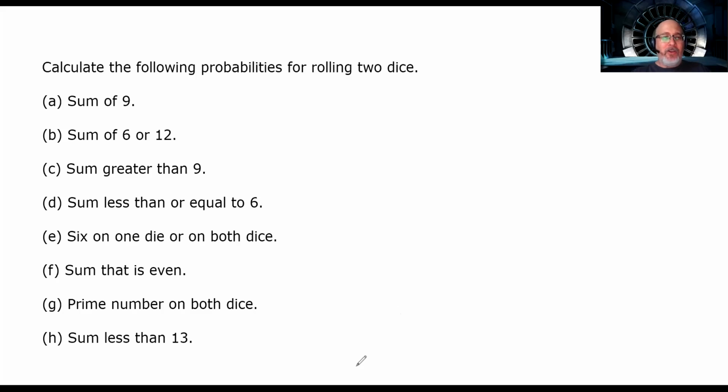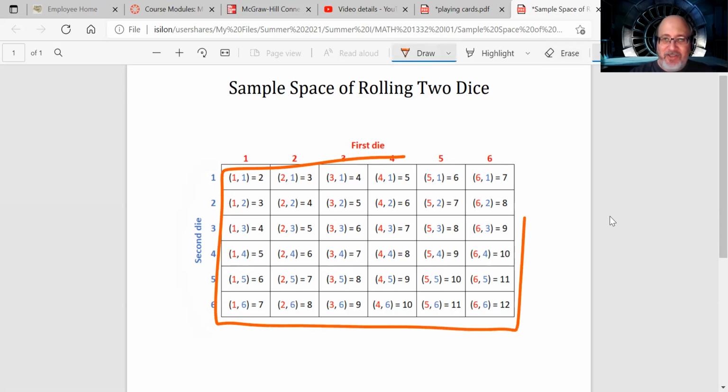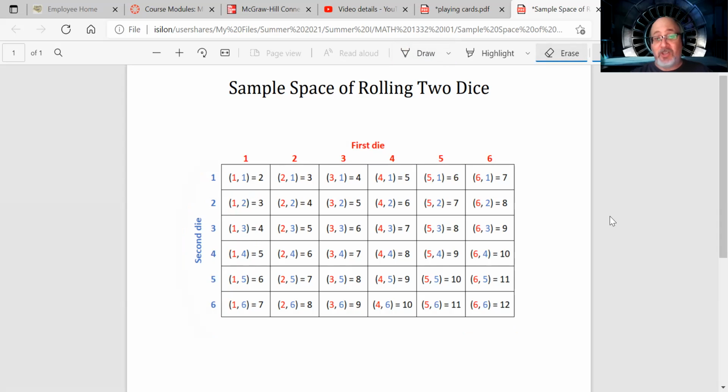If we go back and look at our sample space of rolling 2 dice, you'll notice that there are 6 columns indicated by the fact that the first die can come up 1 through 6. And there are 6 rows indicated by the fact that the second die can come up 1 through 6. So this is a 6x6 table. 6 times 6 is 36. Or you could count each individual pair, and at the end you would see that there's 36 of them.